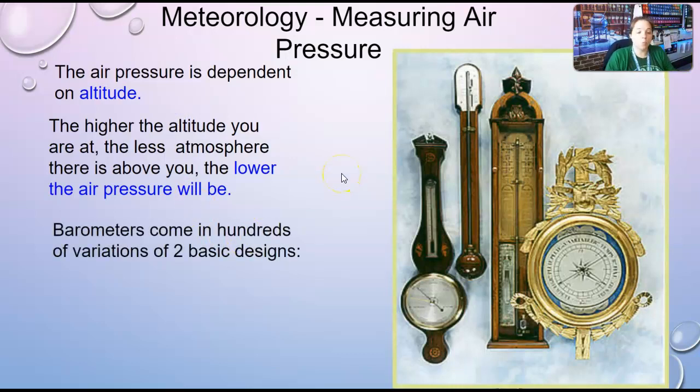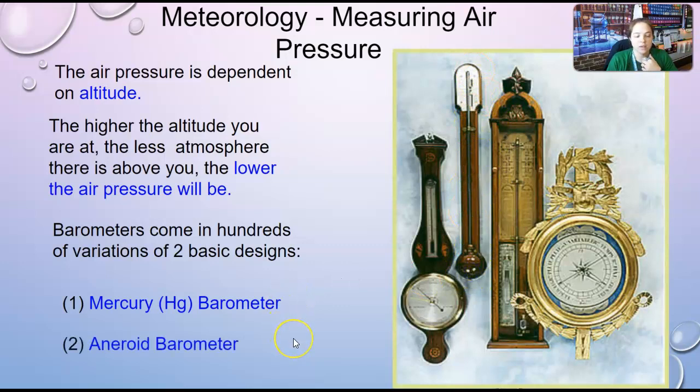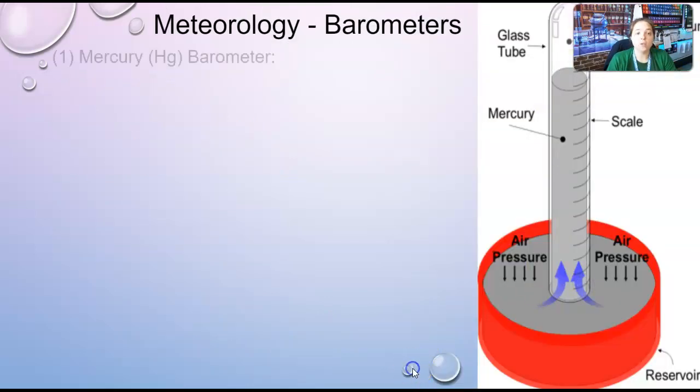Okay, so one of the things we measure pressure with is barometers. It comes in hundreds of variations, but in two basic designs. The first we have is a mercury barometer. I don't have one of those. Legally, I can't have one of those. They look very similar to this. And then an aneroid barometer, which I've shown previously, that looks like this. So the first one we're going to look at is the mercury barometer.